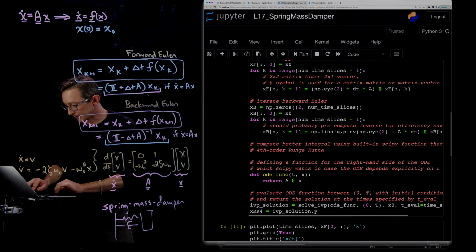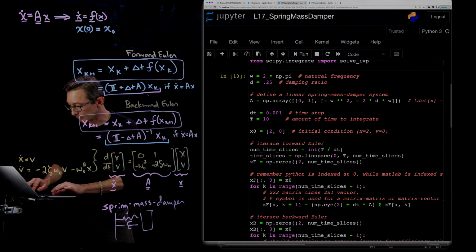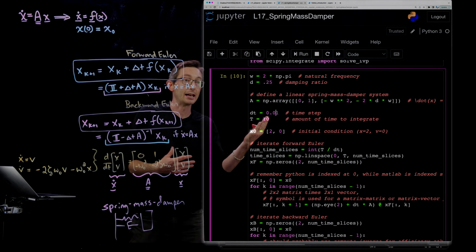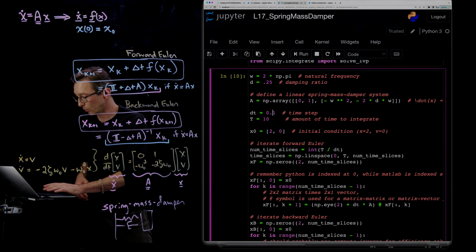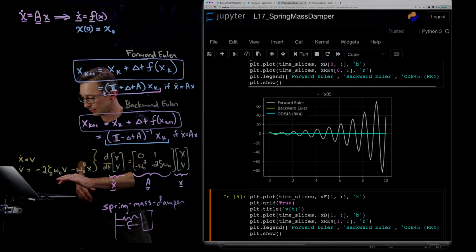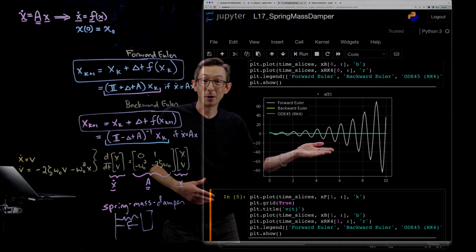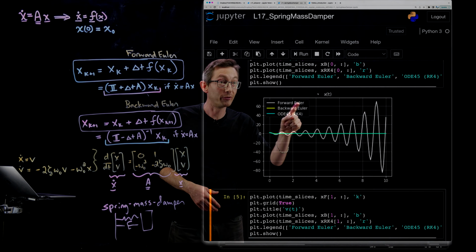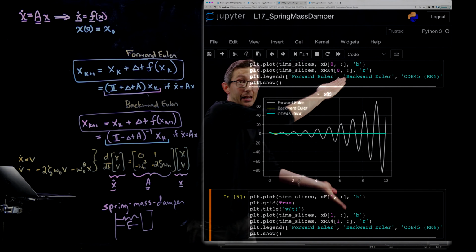Now let's try making delta t, instead of making it smaller, let's make it 10 times bigger. So go from 0.01 to 0.1. Same thing, now I'm going to plot. Oh no, something went really wrong here with forward Euler. So forward Euler actually went unstable.